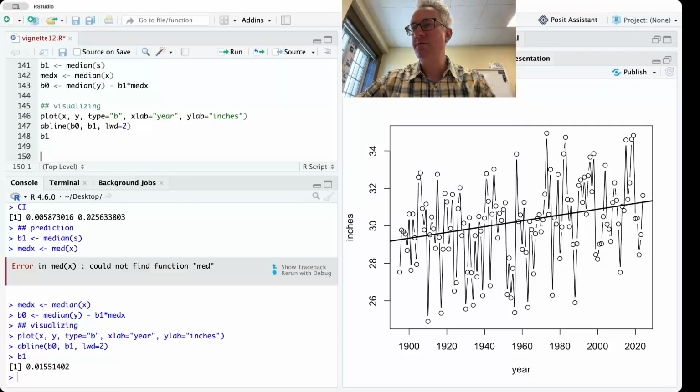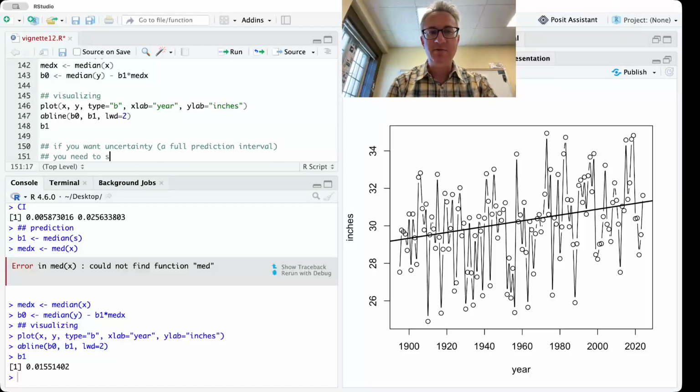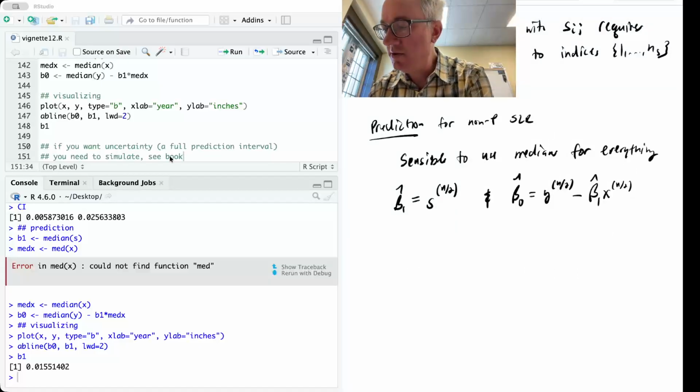But what about uncertainty? If you want uncertainty, that is a full prediction interval, you need to simulate and see the book for that. The only way to do it that I'm aware of is to simulate. And the code's a little bit long, so I'm not going to go through it here, but you can see it in the book. So I'm just going to conclude this vignette by writing in the notes.